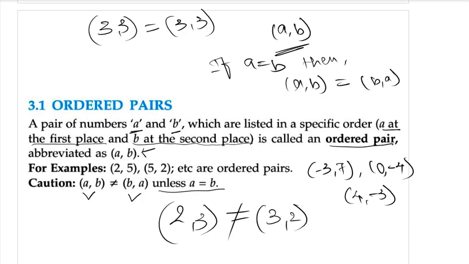Why are they not equal? Because the positions are changing. Both the numbers in the ordered pair are not equal and the positions are changing. That means the ordered pair is different. Okay, so position should not be same. This is okay, but this is not okay. Right? So now you know what is an ordered pair.